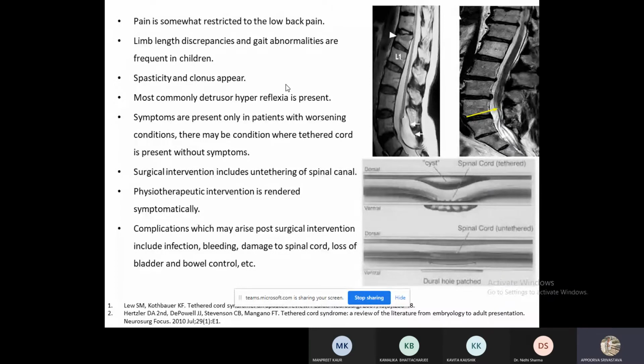Physiotherapeutic intervention is rendered symptomatically. Complications which may persist post-surgical intervention include infection, bleeding, damage to the spinal cord, and permanent loss of bladder and bowel control. Ma'am, these are pre and post pictures of tethered cord syndrome due to neuroenteric cysts.